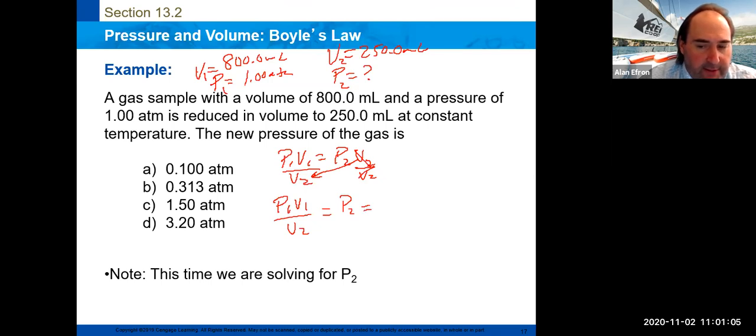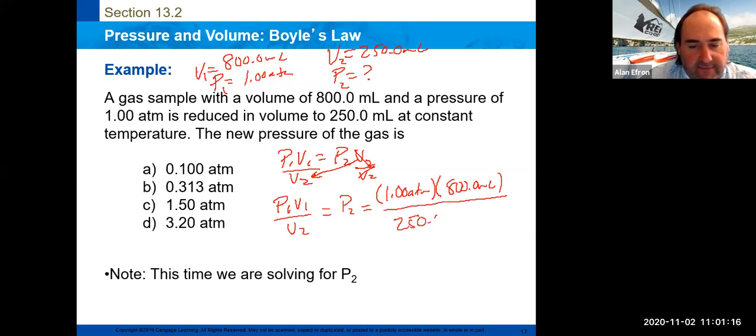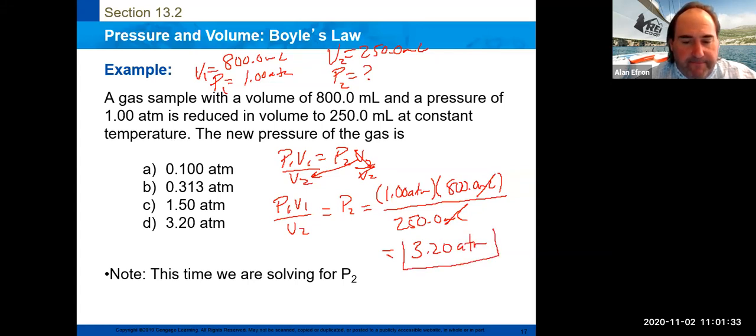We want to make sure that we put in everything that's correct in the right spot here. So we got 1 atmosphere times our 800 milliliters divided by our 250 milliliters. In this particular case, both volumes were in milliliters, so we're okay. If they were not, you want to make sure you convert them. And if we do all that division, we end up with 3.20 atmospheres. And that looks like it's D in this particular case.